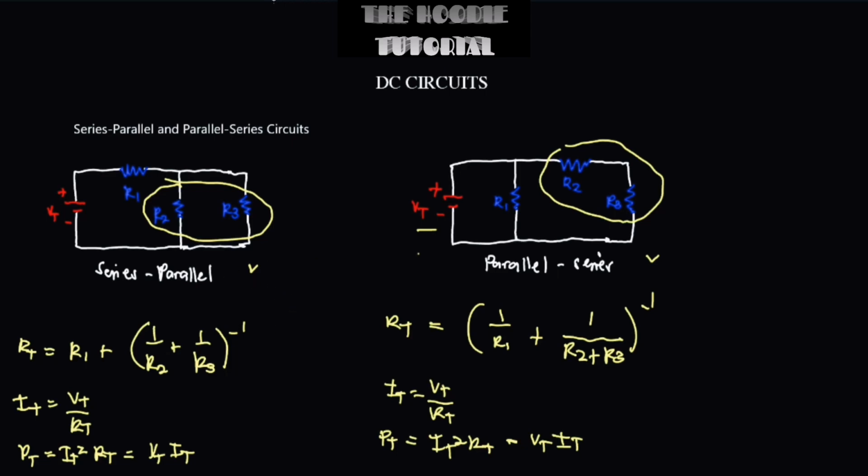And when you only have one DC voltage source, you can always look into the circuit from the opposite direction of the source, and then try to simplify it until you come up with the total resistance. So that's it for the series-parallel and parallel-series circuits. So let's go now to some of the examples to understand the topic even further.